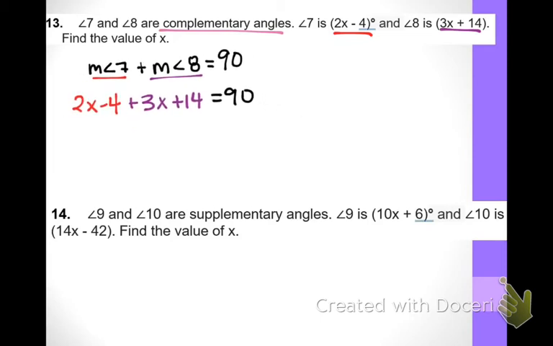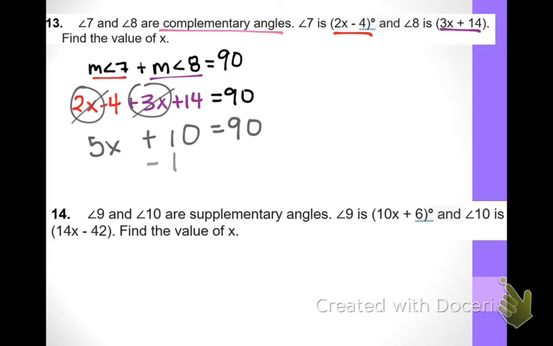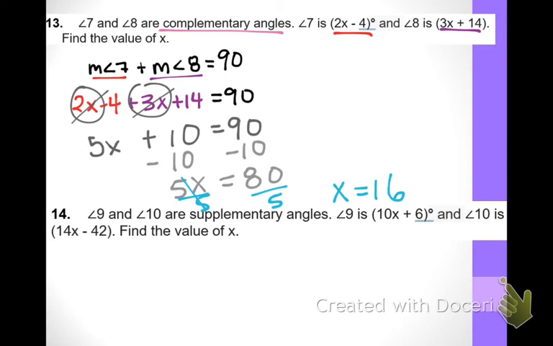All right, we're going to combine like terms. So we've got 2x and 3x, which makes 5x, minus 4 plus 14, positive 10. All right, my next step. Subtract 10. So 5x equals 80. Divide by 5. And x equals 16. Did I answer the question? I did. Yeah. It says find the value of x. Ta-da! We did it.